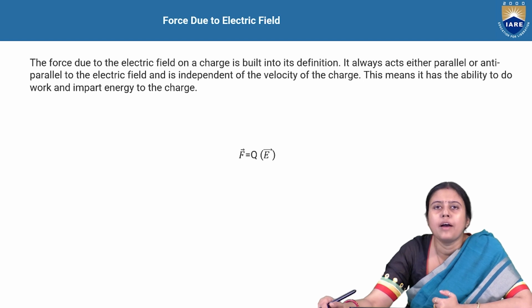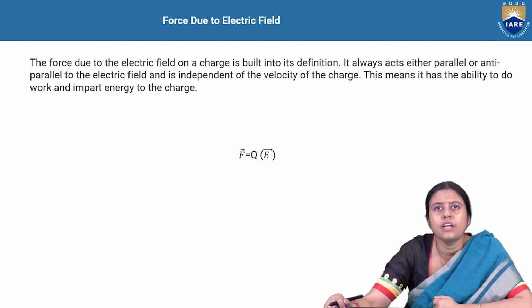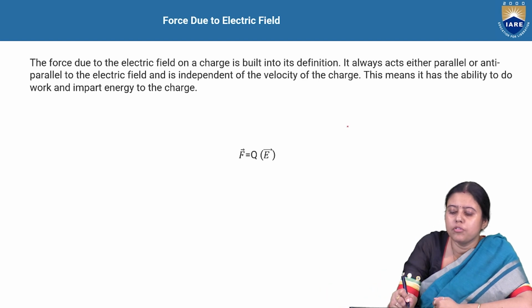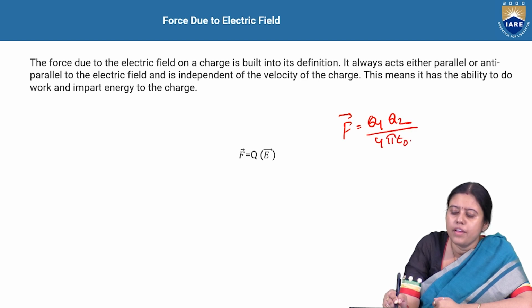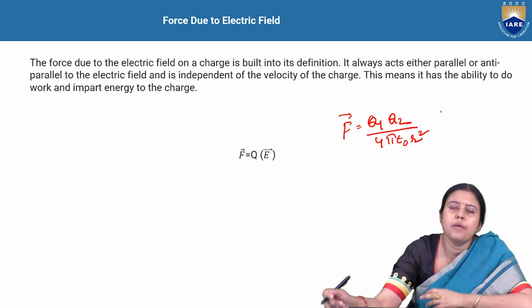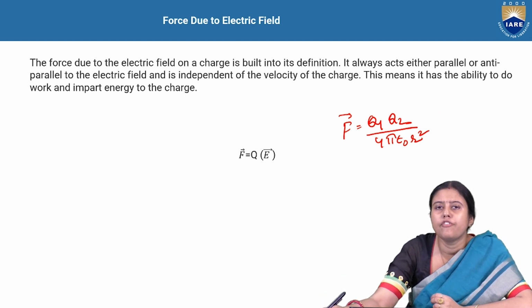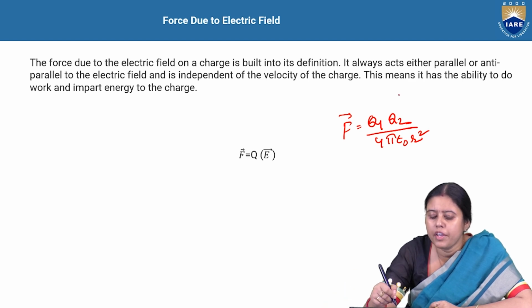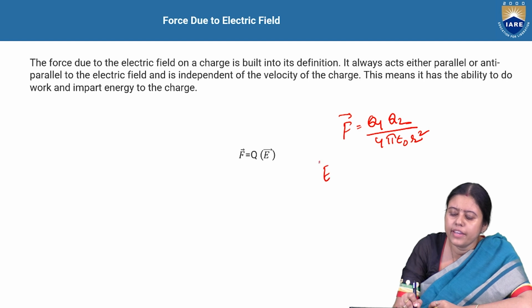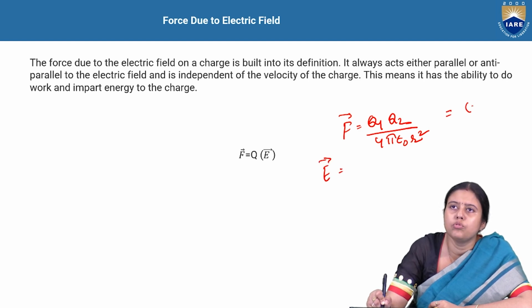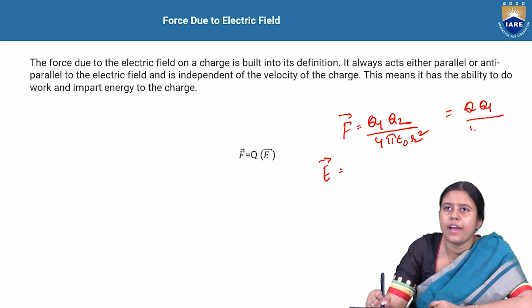Now we will recall the force due to the electric field. According to Coulomb's law, force is equal to Q1 Q2 by 4 pi epsilon 0 r square. This is the force if there are two charged particles. The force acting on it depends on Q1 Q2 by 4 pi epsilon 0 r square. Similarly, E, for charge Q and Q1, is Q by 4 pi epsilon 0 r square.